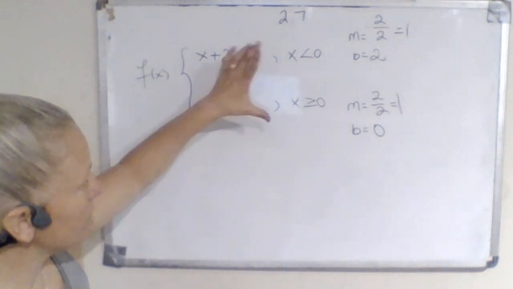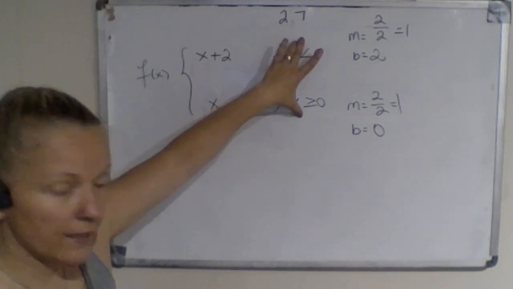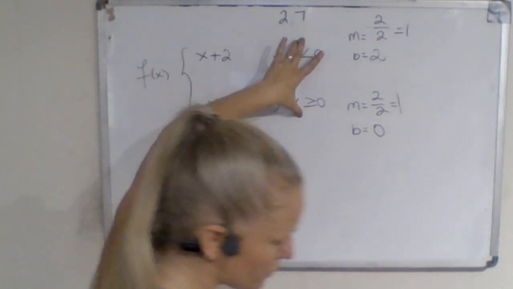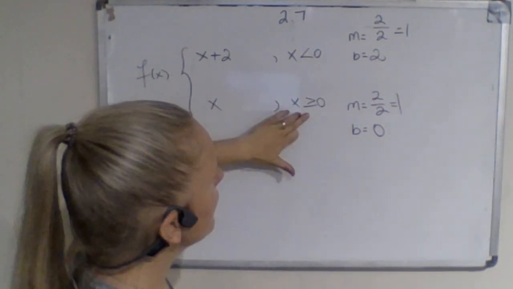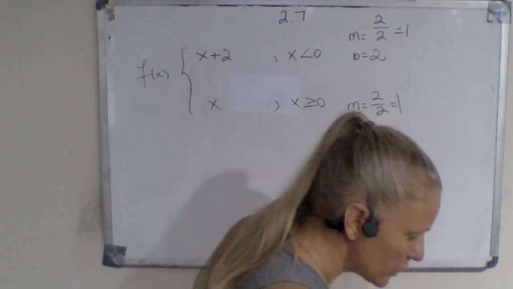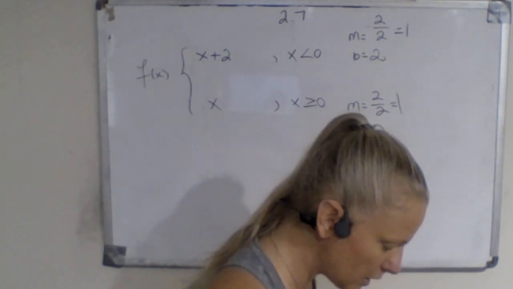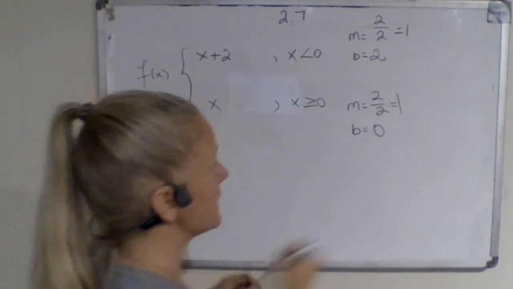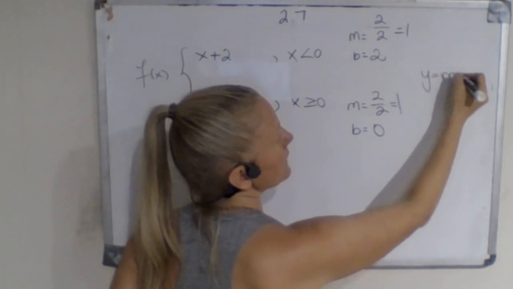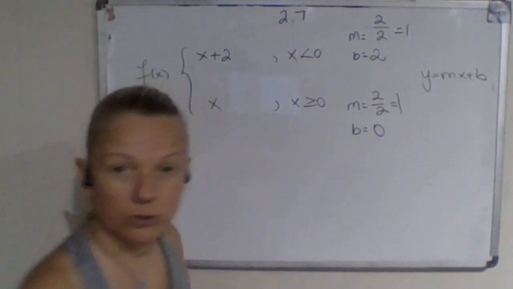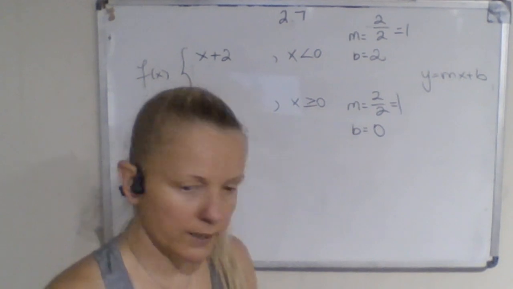So when you look at this, the first thing you want to do is see what is your condition. In this case it was either x is less than 0 or x is greater than or equal to 0. And then we just learn how to read the graph, which we already did. We get our y-intercept out, we get our slope out, and then we write that as y equals mx plus b. And that's how you write a function by looking at its graph.